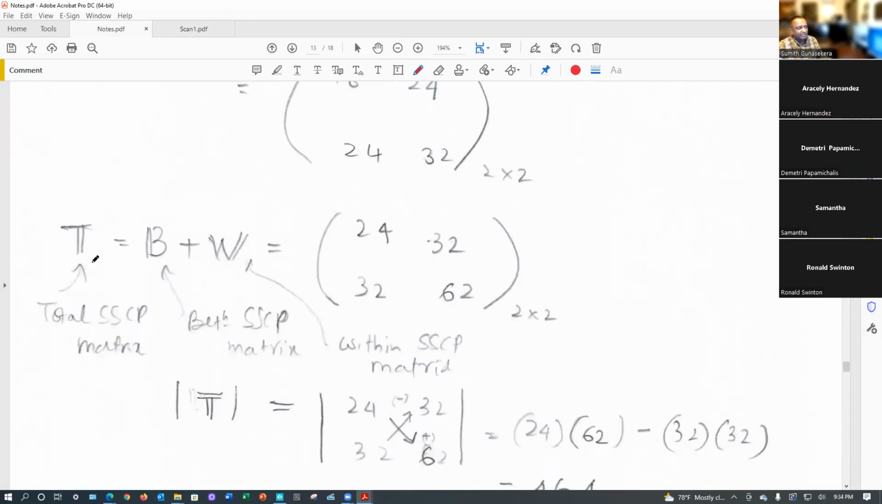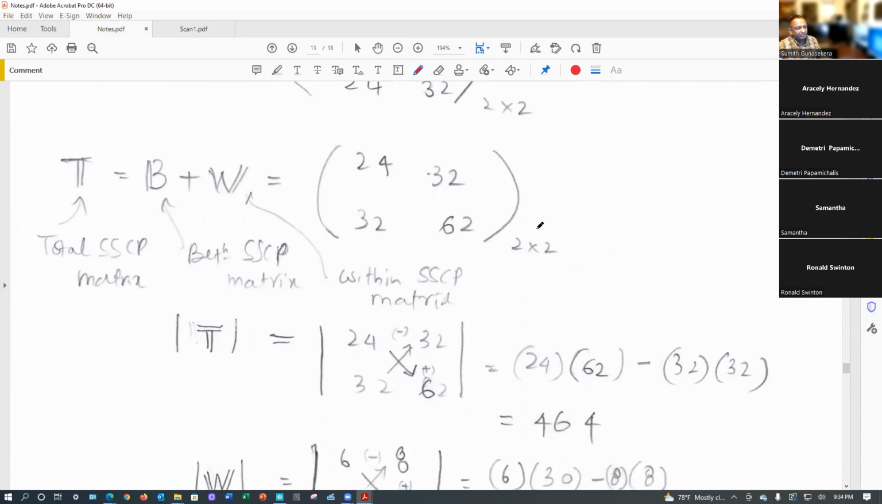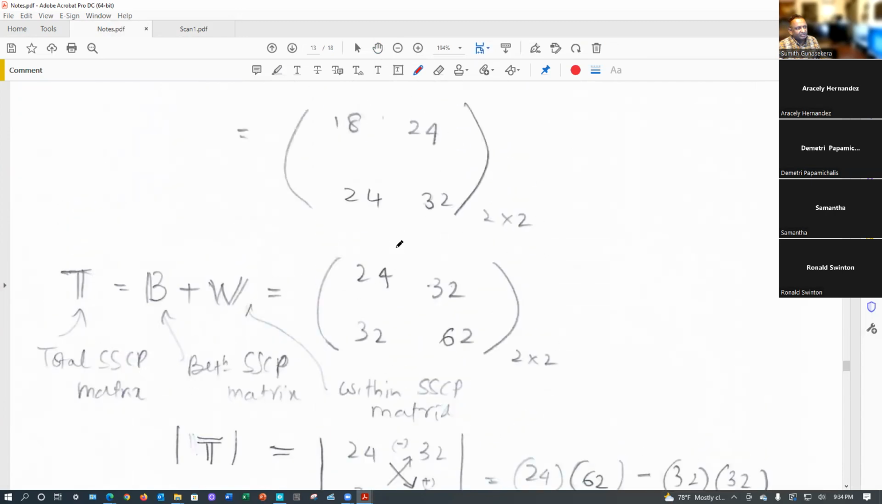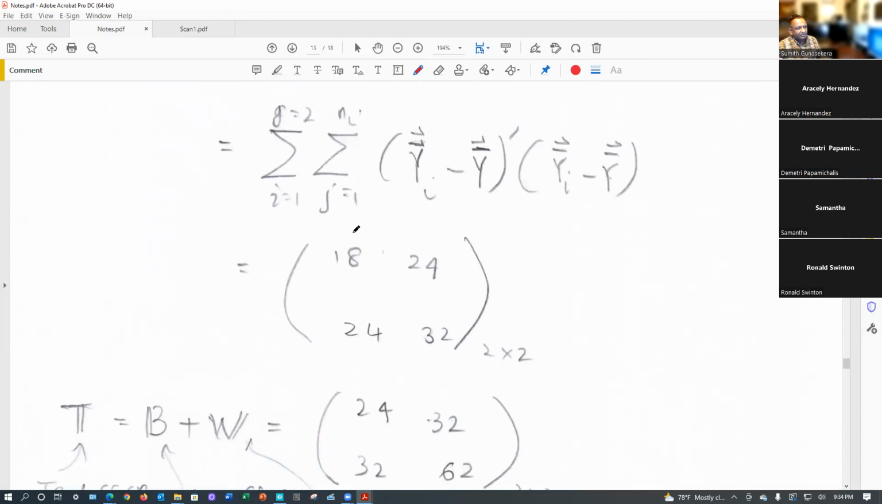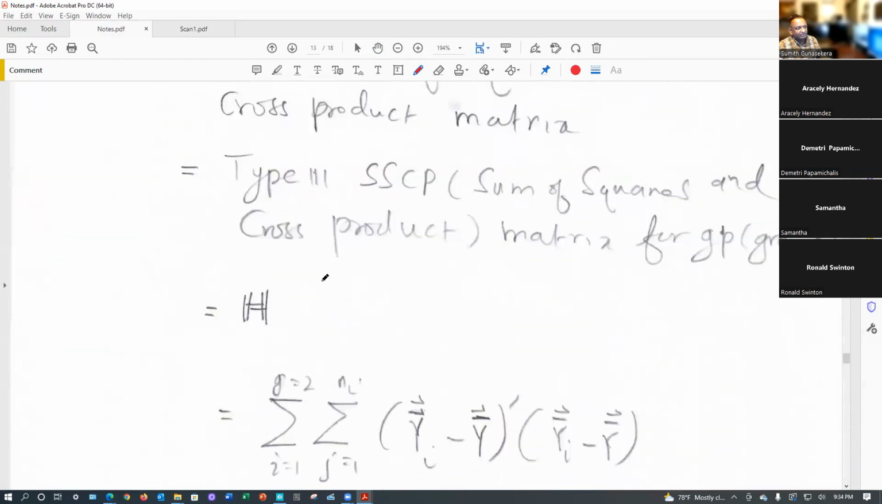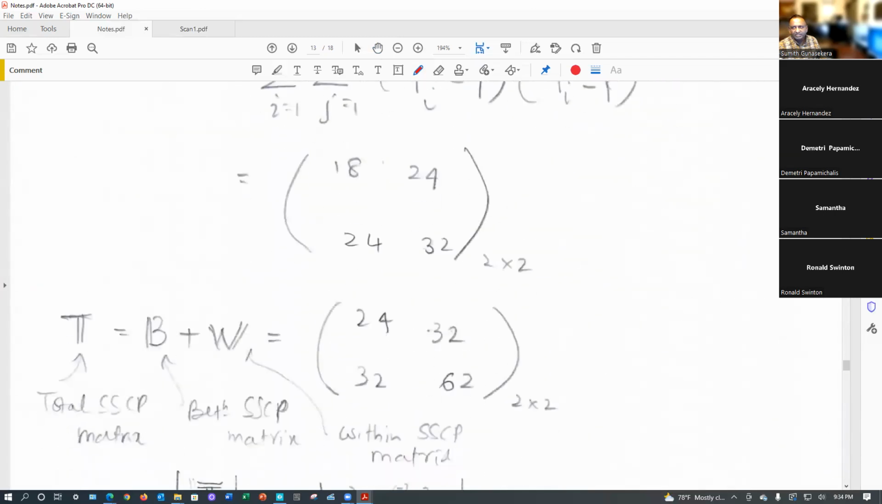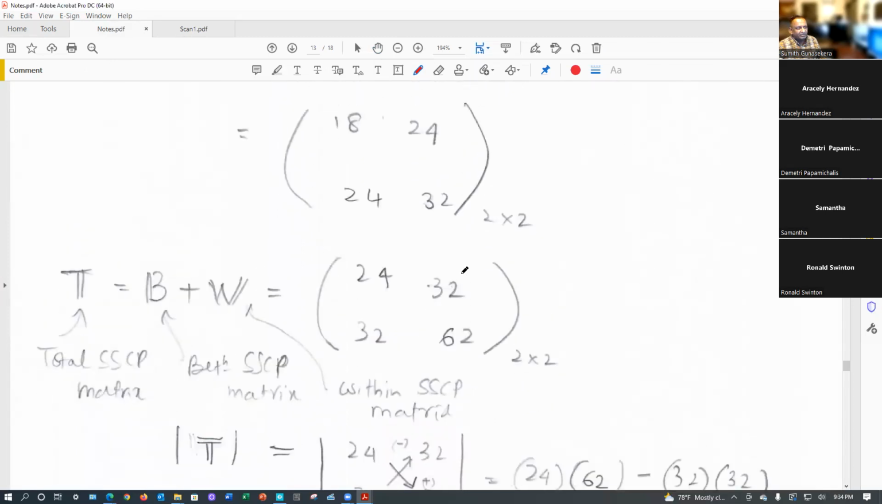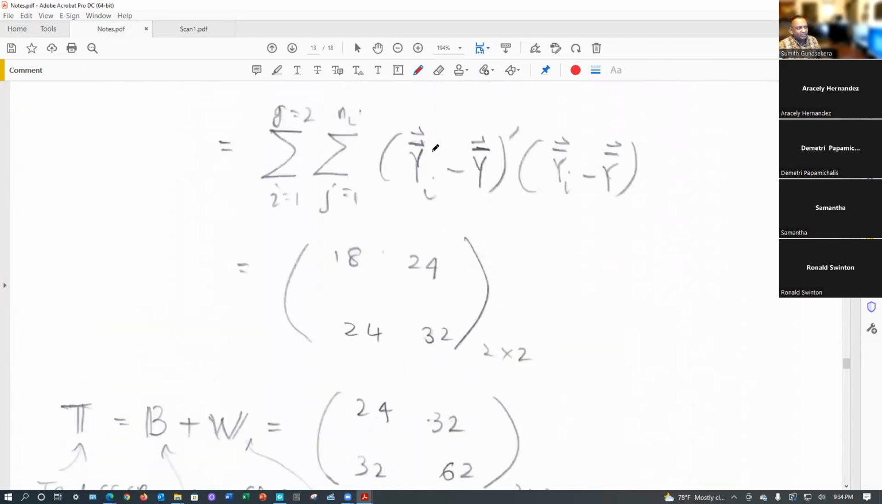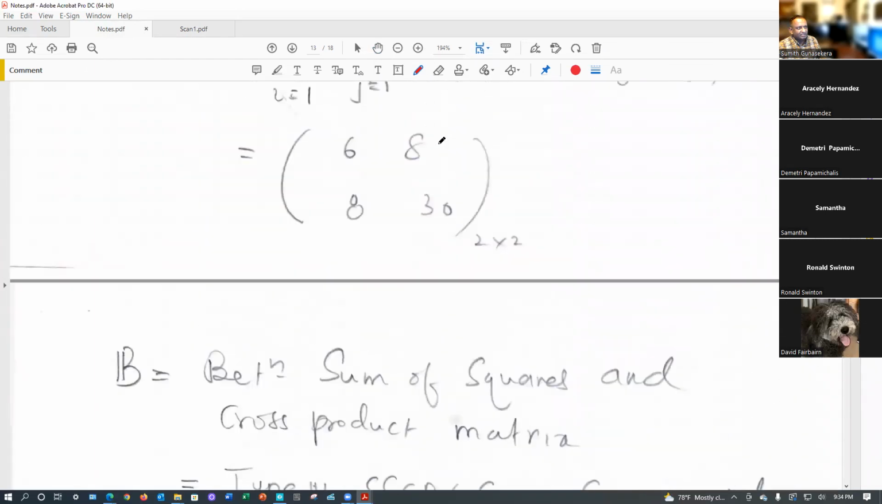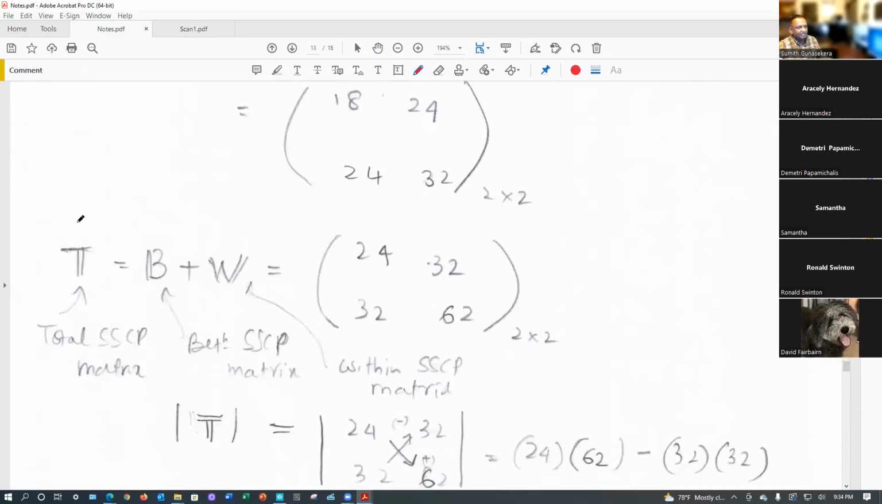So then you get the total SSCP, the total sum of squares and cross product matrix. The between sum of squares and cross product matrix plus the within sum of squares and cross product matrix would give you this one. You're going to add this one to that one. 18 plus 6 is 24, and 24 plus 8 is 32. And 32 plus 30 is 62. So this is the total one.